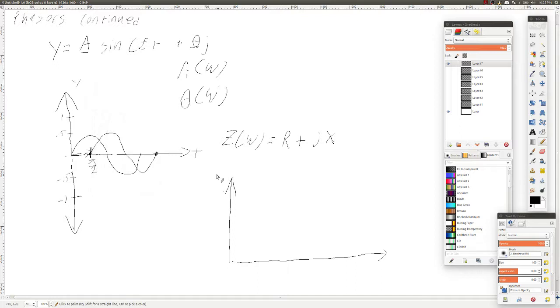Here is our real axis. Here's our imaginary axis. So here we've got our reactance, X. We've got our resistance, R. Together, these plot a point here. Then, from that, we know that the amplitude is the length of this guy, what we would call the hypotenuse of this triangle, and theta is the angle.